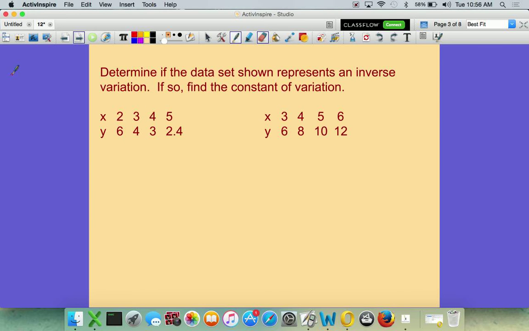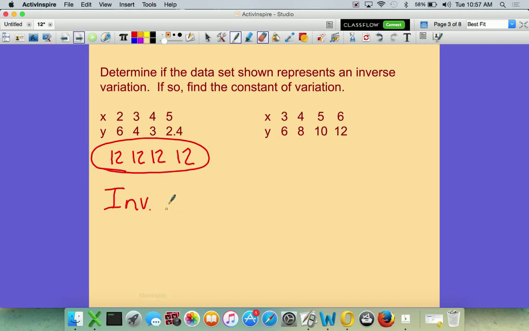For this one, determine if the data set shown represents an inverse variation. All right, so first thing I'm looking at is my data. X is going up, y is going down. It's possible then that it could be an inverse variation. We just have to figure out if the constant is the same for all of them. For inverse, that's when we're multiplying x and y together. So 2 times 6 is 12, 3 times 4 is 12, 4 times 3 is 12, 5 times 2.4 is also 12. All right, so since all of these were the same, this is an inverse variation problem.